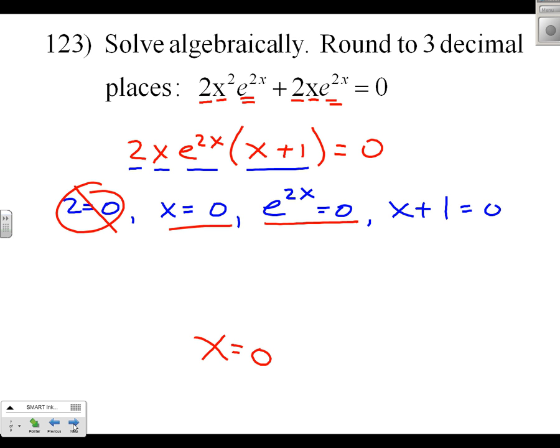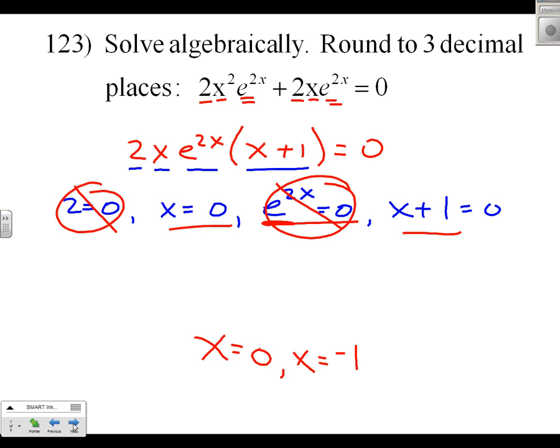Can e to the 2x equal 0? Can a positive number, e, be raised to a power and get 0? Nope. And my other solution, sure, x is negative 1. So I guess I will come up with rounded to 3 decimal places because those work out very nicely. All right, so factoring is our friend in this problem.